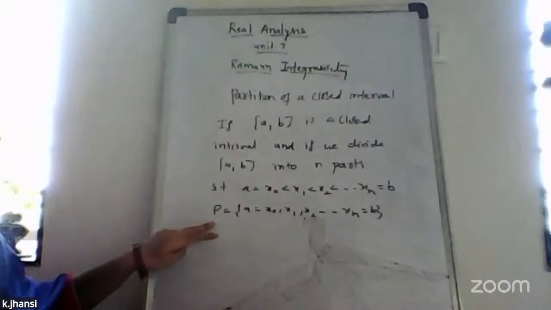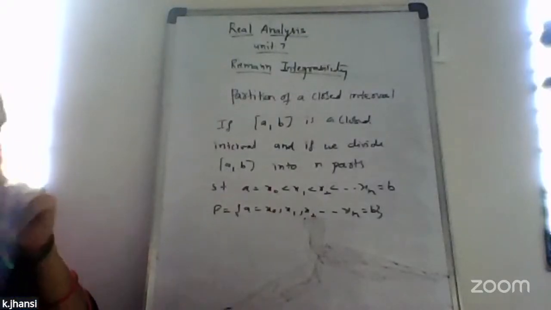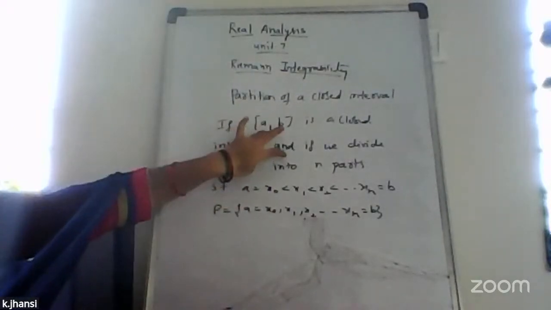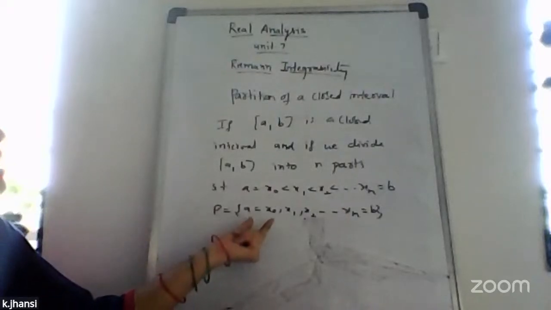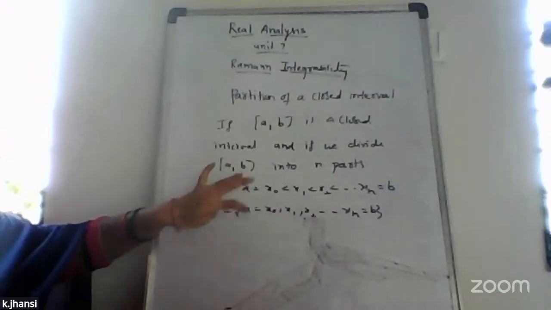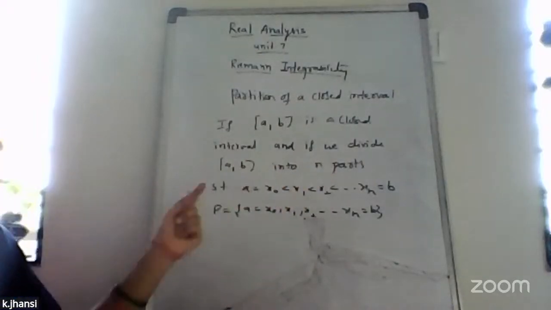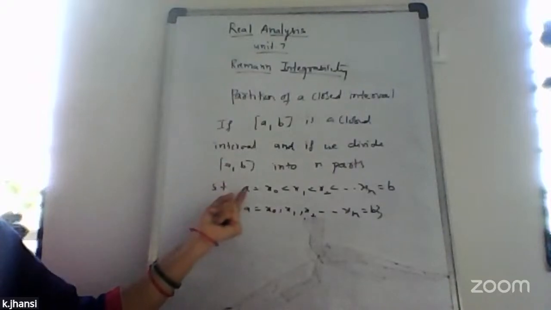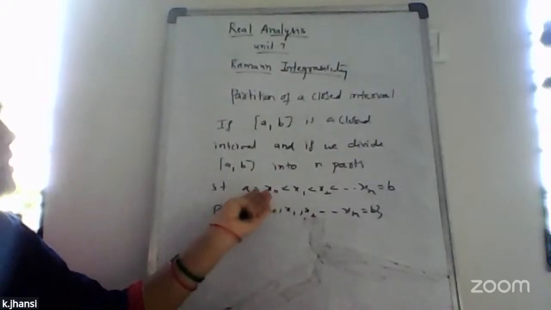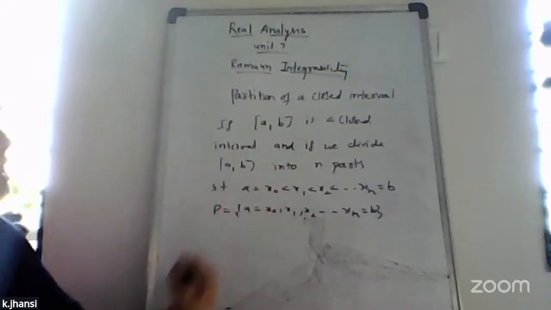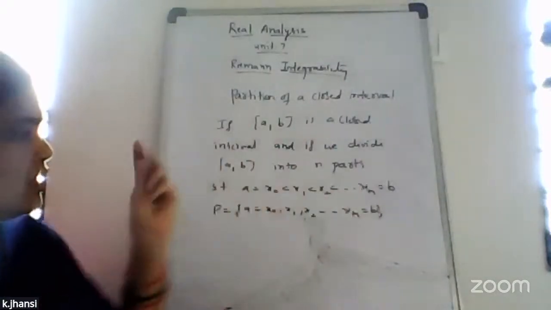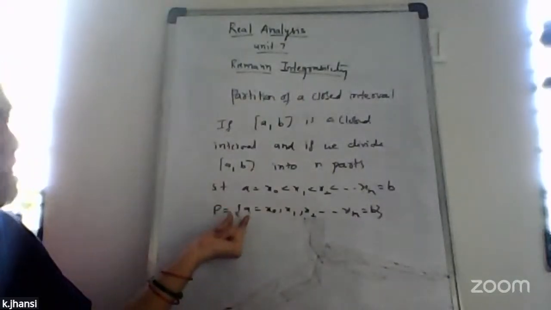So in problems wherever the Riemann integrability problems are there, you will see the representation of P with respect to the closed interval a comma b. The definition of the partition of a closed interval is that whatever interval is given is divided into n parts, such that the first point is x naught, and each term is less than the next: x naught is less than x1, x1 is less than x2, up till the last point. This is the main representation of the partition.